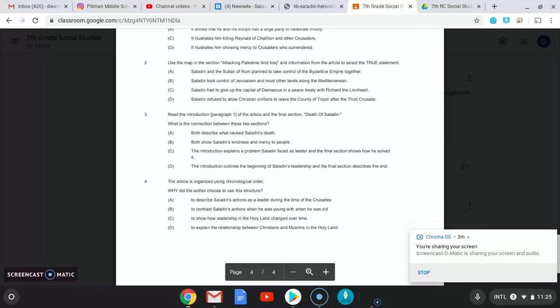And number 4, the article is organized using chronological order. Why did the author choose to use this structure? Chronological order means that events are listed as they happen. As they happen in time, so it doesn't jump around. The correct answer here is A, to describe Saladin's actions as a leader during the time of the Crusades, because it's going to get really confusing if you jump around. So you want things in chronological order when you're describing how somebody acted in history, right? It's just going to make more sense that way.